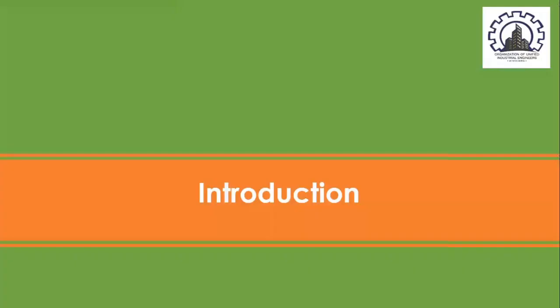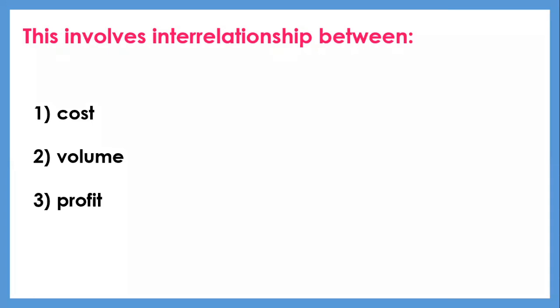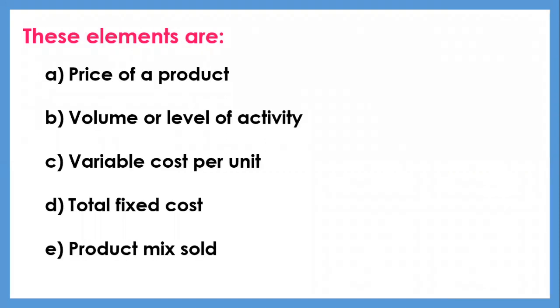Right now, let me discuss first the introductory part of this lesson. Now, as you can notice, cost volume profit analysis is an important component of a manager's life as he manages a business enterprise. This involves the interrelationship between cost, volume, and profit. This interrelationship focuses on the following 5 elements that a manager should fully understand in order to be effective and to give the best of what owners want from him.